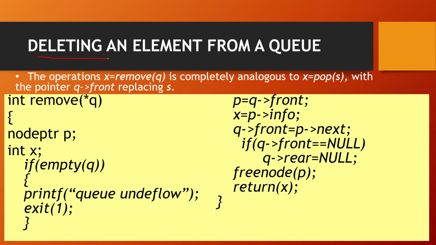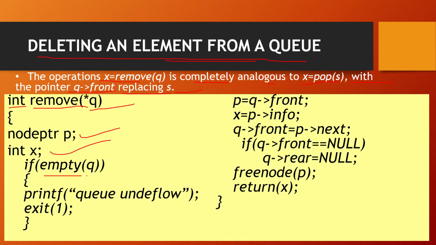Already you know that deleting an element from a queue is similar to deleting an element from the stack or deleting the first element from the linked list. The operation x equal to remove q is completely analogous to x equal to pop s, with the pointer q front replacing s. We have a function named remove, which is returning integer value. We are providing the address of q to this function. P is a variable of node ptr type. X is an integer variable.